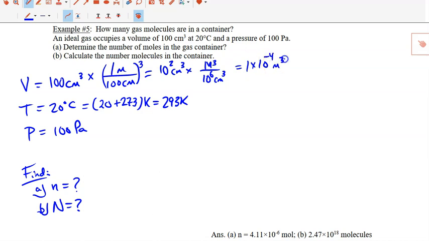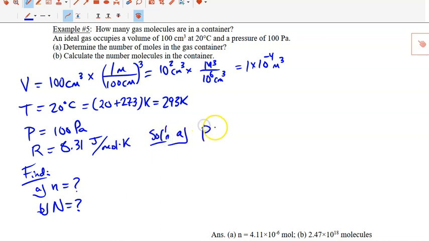Now we're moving on to using the ideal gas law. We also remember that R is 8.31 joules per mole Kelvin. Okay, so we can move on to solving this. We're going to use the ideal gas law, PV equals nRT. So the number of moles is equal to pressure times volume divided by the gas constant times temperature.